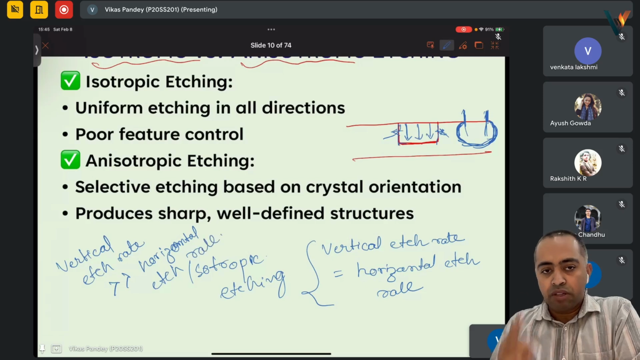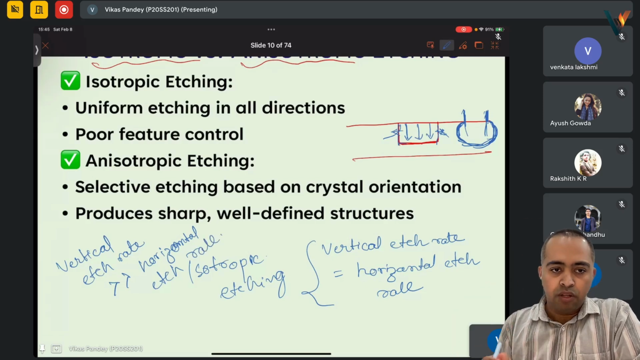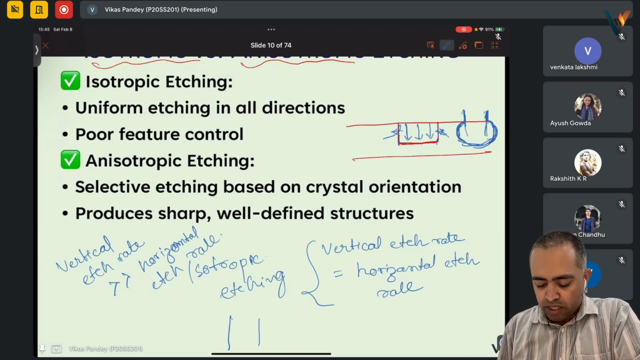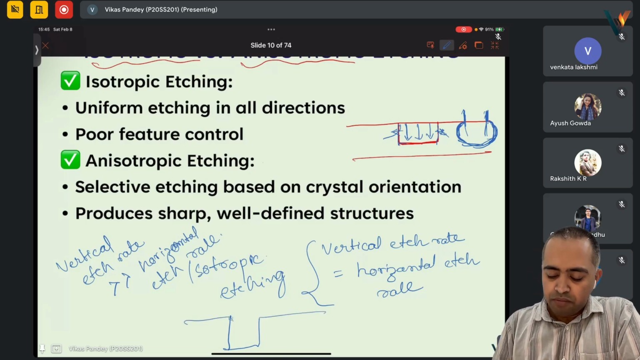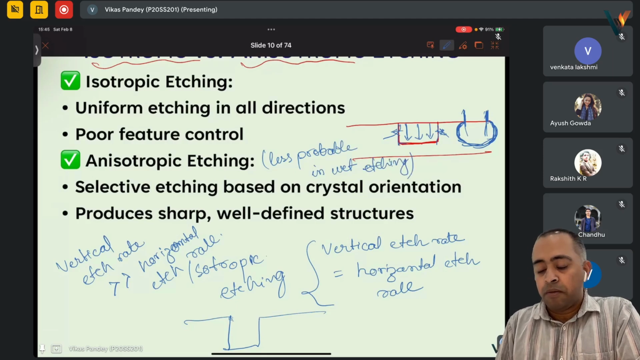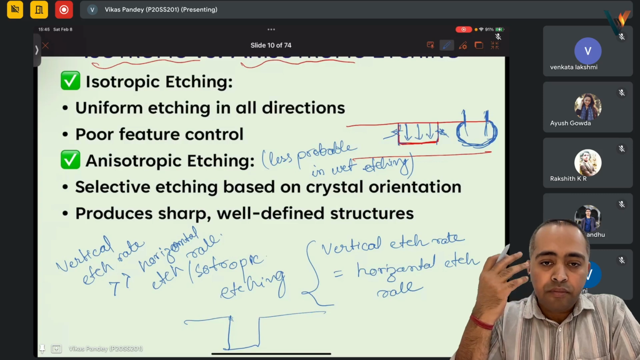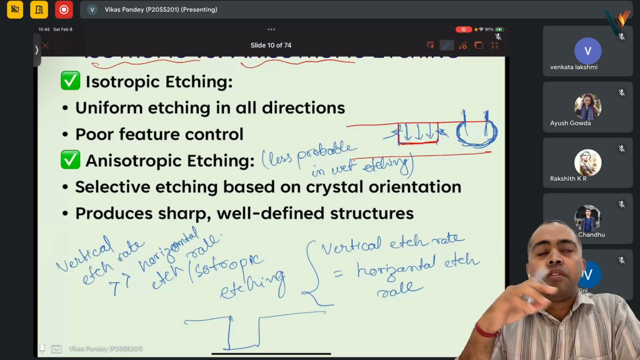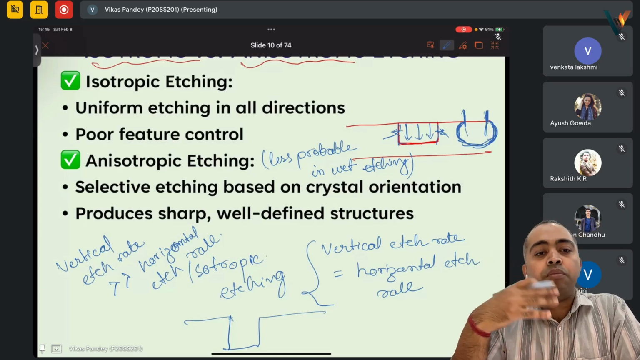So etching will be in one direction, that is going just inwards. So we will get a sharp feature inward. This is much less probable in case of wet etching. But we have some other techniques to improve anisotropy.